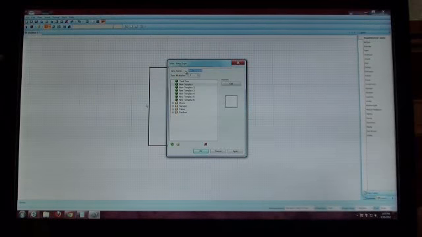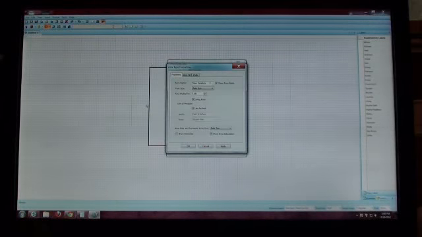One story. S-T-O-R-Y. Let's try that again. Didn't take. So the area name is one story.